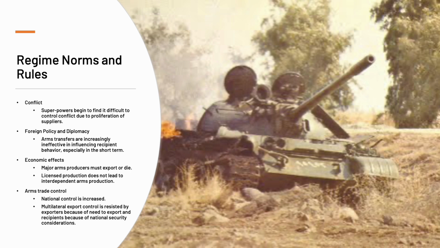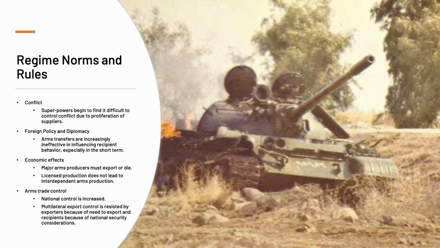Now, when we look at arms trade control, national control is increased even more at this point in time. Nations want to keep a hold of what they produce and what they trade, and they want to keep track of it. What we also see during this point in time is multilateral export control is beginning to be talked about, but it's being resisted by exporters because of the need to export and because of national security considerations by the recipient. So it's beginning to be understood that the trade in conventional arms should probably be controlled in some way, right?